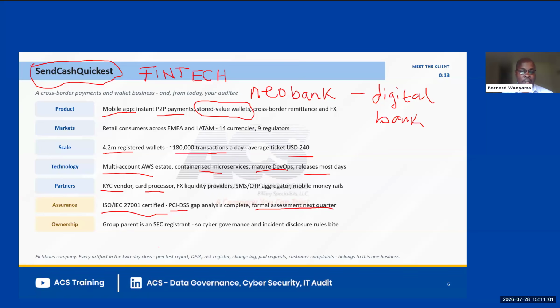On the shareholding side, they have a group parent company that is listed on the US stock exchange. And so the Securities and Exchange Commission is imposing quite a number of requirements on them around cyber governance and disclosure of cyber incidents. And so that just paints a picture of a typical organization trying to cover the different bits around the business, the technology, as well as the governance and compliance environment that they'll have to work with.